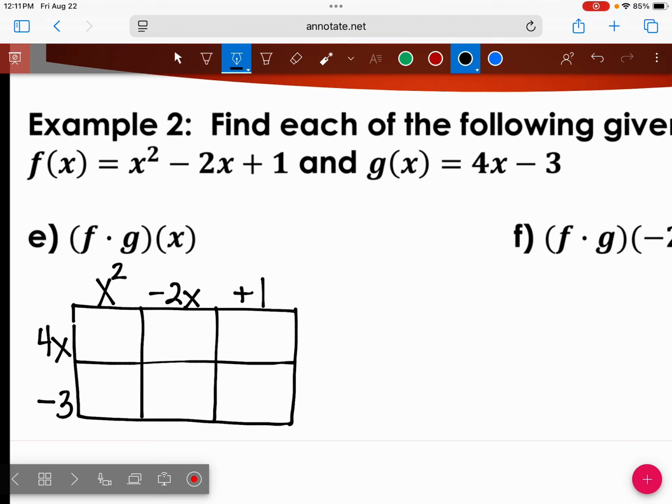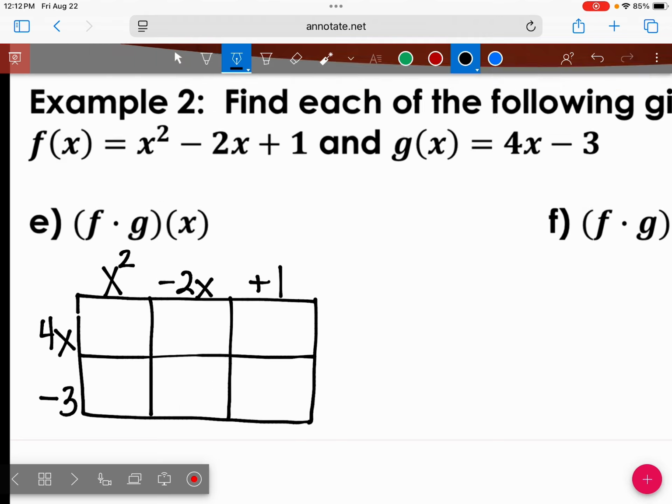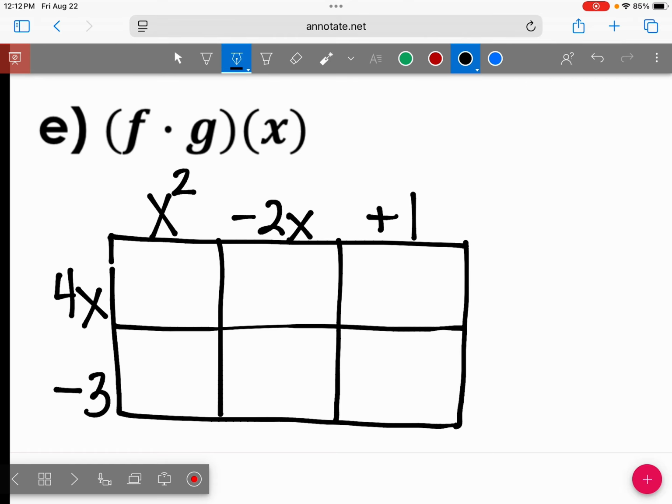So, what we don't do is add the top and the bottom together. We fill in our boxes. In this first box, we have 4x times x squared. What do you all think that's going to be?